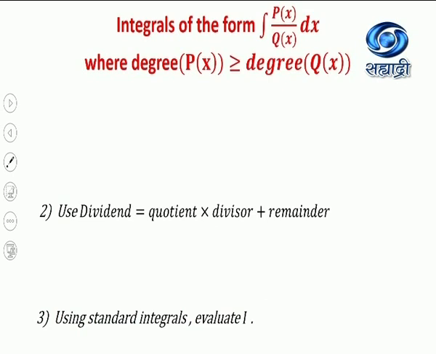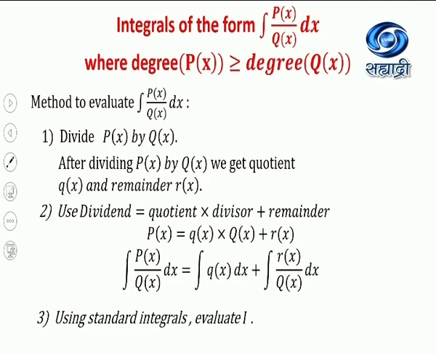Let us see one different form of the integral. Integration p of x upon q of x dx. Here, if degree of p of x is greater than or equal to degree of q of x, then we simply divide the numerator by the denominator, obtaining it in the form of dividend equal to divisor into quotient plus remainder, and then we integrate it. So integration p of x upon q of x dx is nothing but integration of quotient dx plus integration r of x upon q of x dx. Now this is in the standard form.